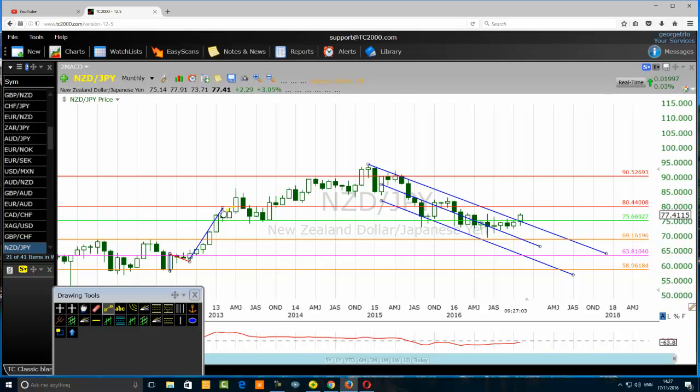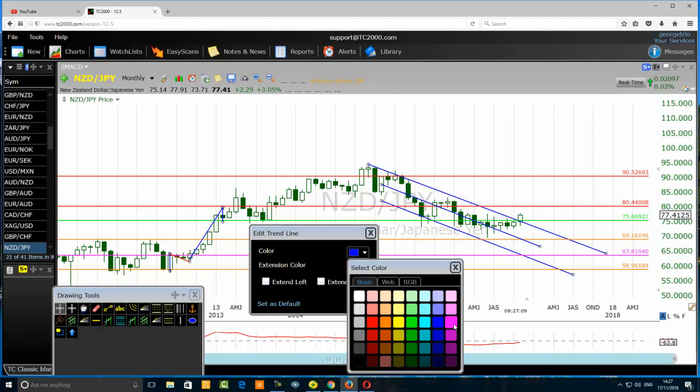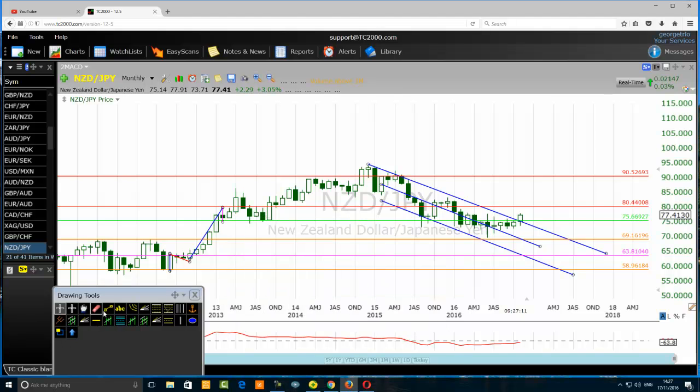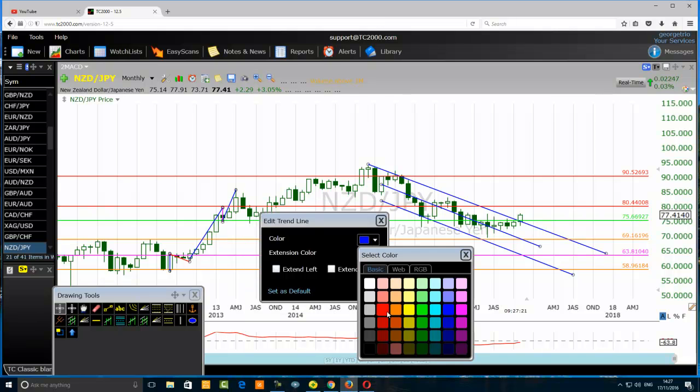Followed by a tiny fourth Elliott Wave, which I'm going to color pink. And then we have the fifth Elliott Wave right here. Do you agree? Do you disagree? Put your comment in the comment section.